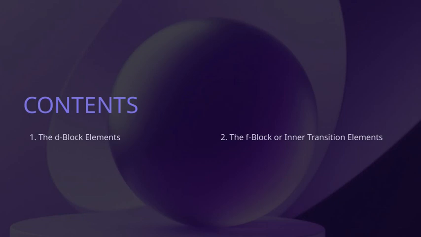All right, let's take a closer look at the F block or inner transition elements. These are a special set of elements that are often referred to as the lanthanides and actinides. They sit below the main body of the periodic table, which is why we call them the F block. These elements are unique because they involve the filling of the 4f and 5f orbitals, which gives them some interesting properties.